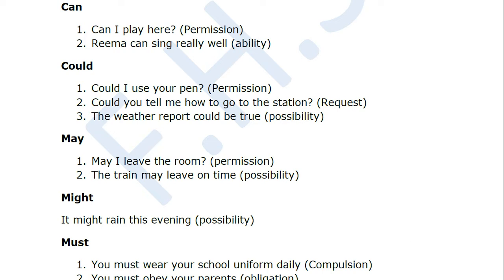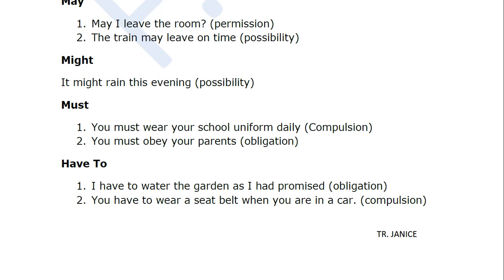The next one, may. May I leave the room? Again, you are asking permission. The train may leave on time. So here there is a possibility that the train will not be late. It will leave on time. Might. It might rain this evening. So here there is a possibility, just as I said, so there may be rain this evening.